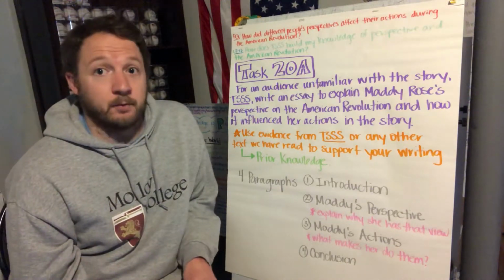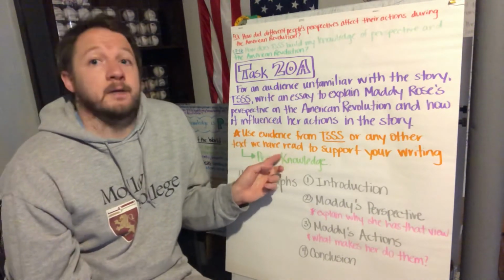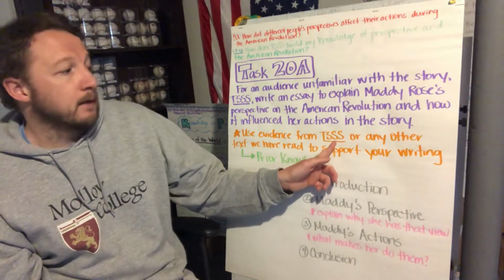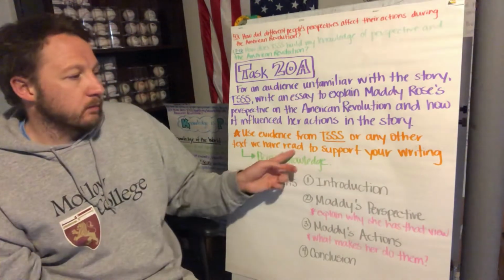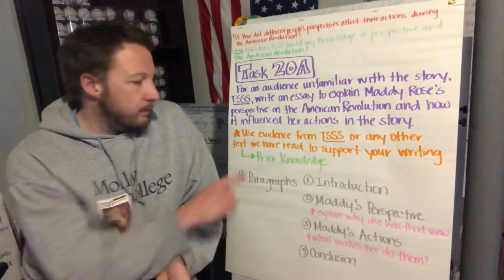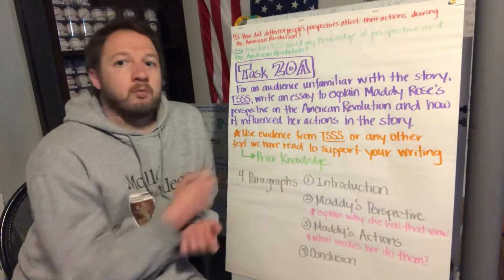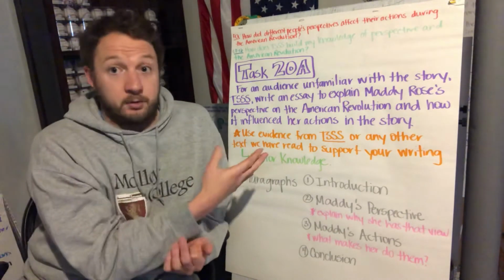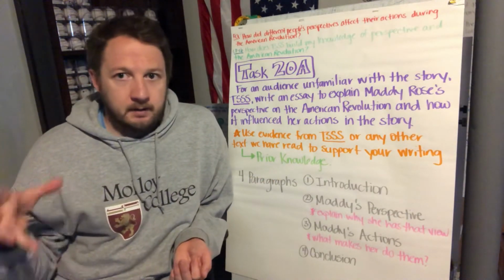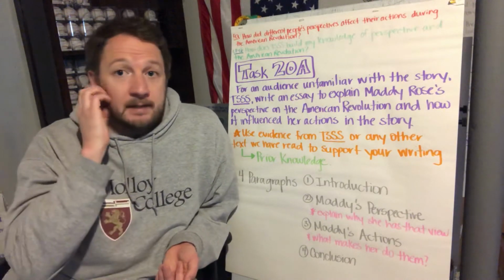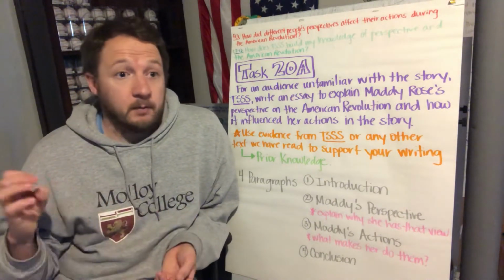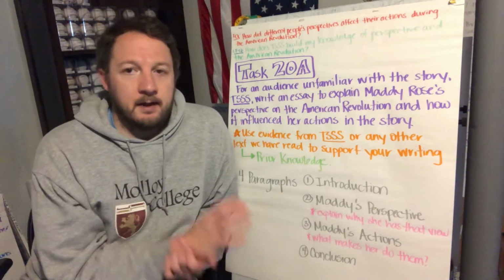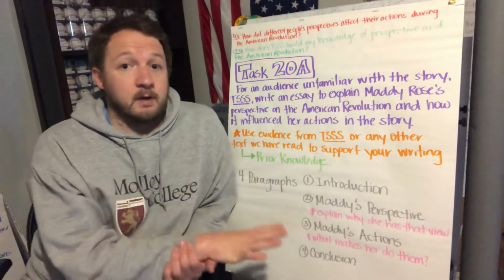Now, a couple of notes for you. First note is, as always, use evidence from TSSS, aka the Scarlet Stocking Spy, or any other text we have read to support your writing. That means you need to use prior knowledge. Prior knowledge basically means things you knew about the Revolutionary War before you read this book. So that means anything that we heard about in George versus George, anything we read in Colonial Voices, you can use as things you already know to make your writing stronger.